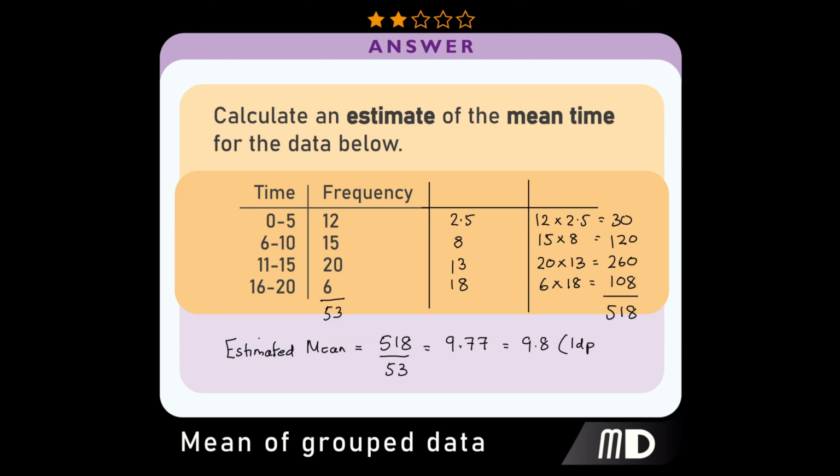We can indicate that in the usual way. So our estimate of the mean time for the data in this grouped frequency table is 9.8.